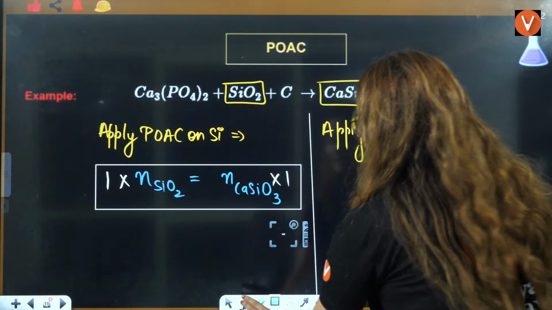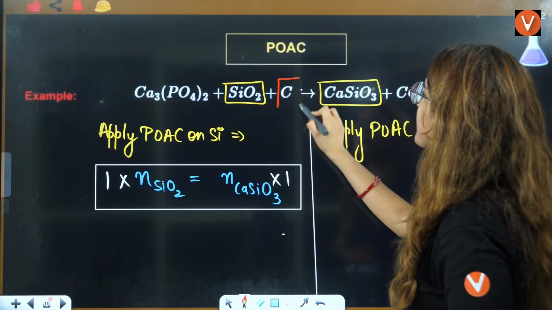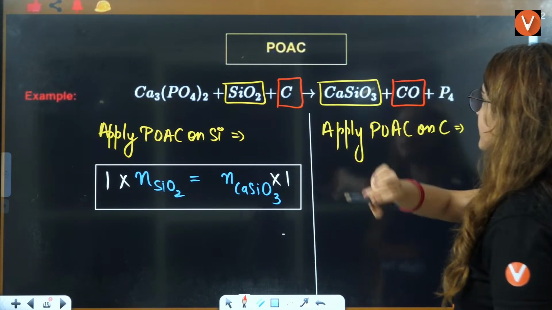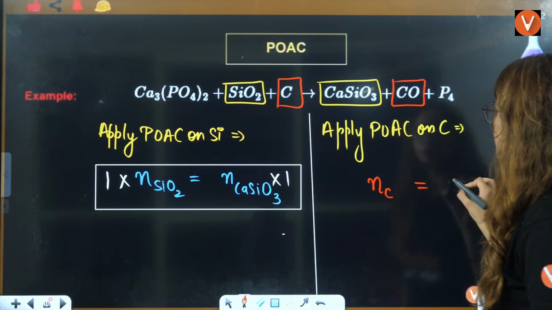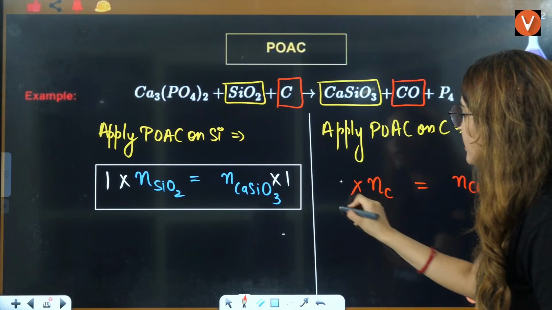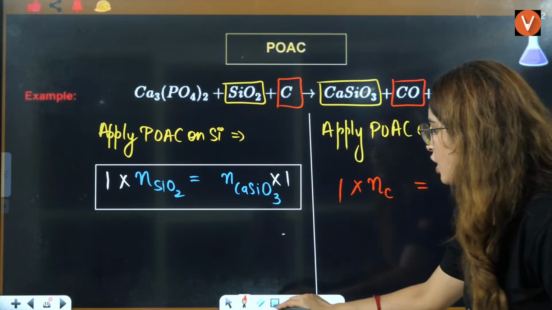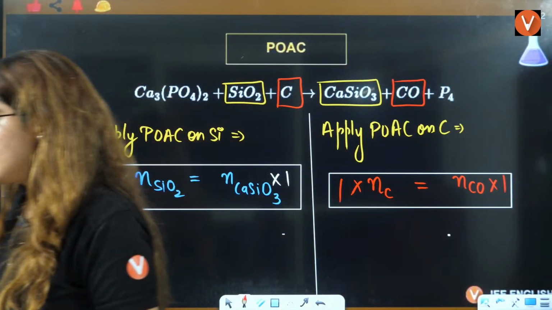right? Next, if you talk about carbon, carbon is present here, carbon is present here, right? So number of moles of carbon atom equals number of moles of CO, right? Here carbon is 1, here also carbon is 1. So that is after applying POAC on carbon, right?